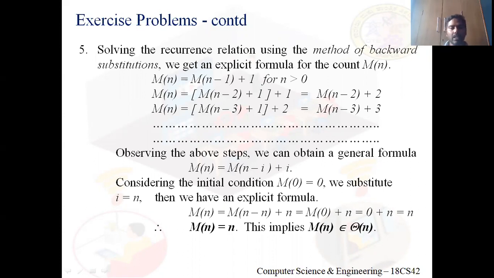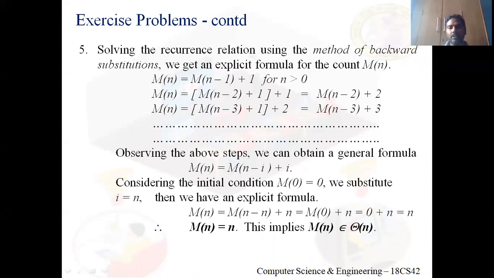Solving this recurrence relation, I will find. Look at the last line. M of n equal to n. So the basic operation count for the recursive algorithm for computing factorial of n is nothing but n. Got it? So I've obtained the basic operation count. It's n. Now what type of function is it? Linear.